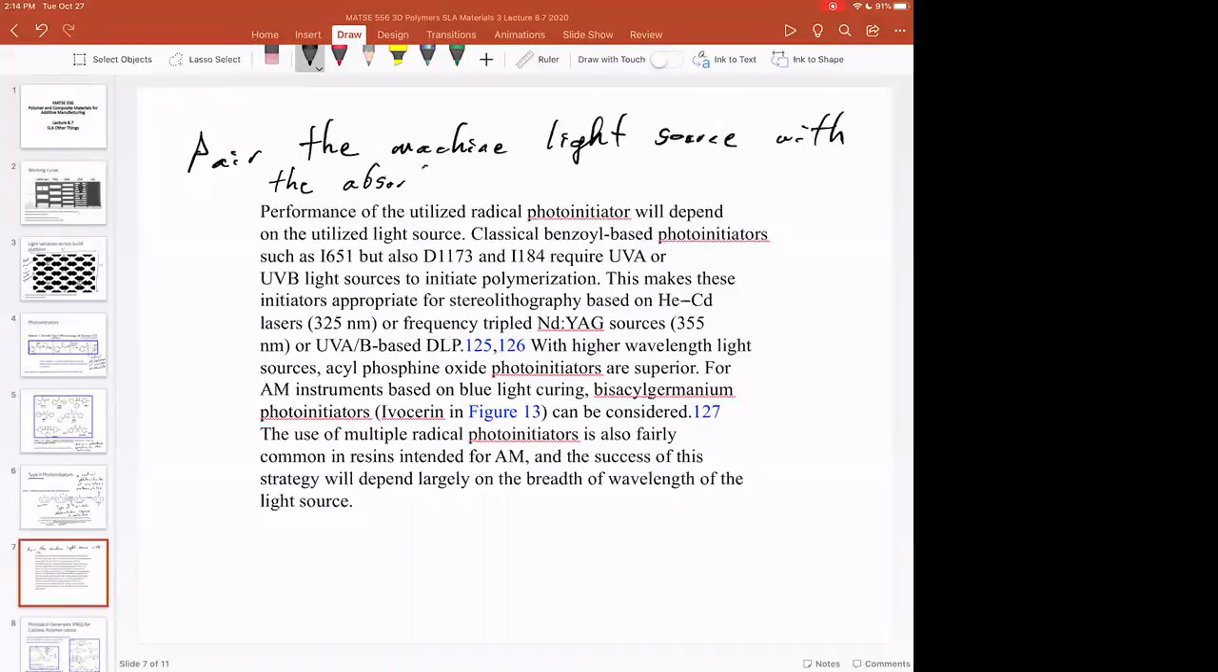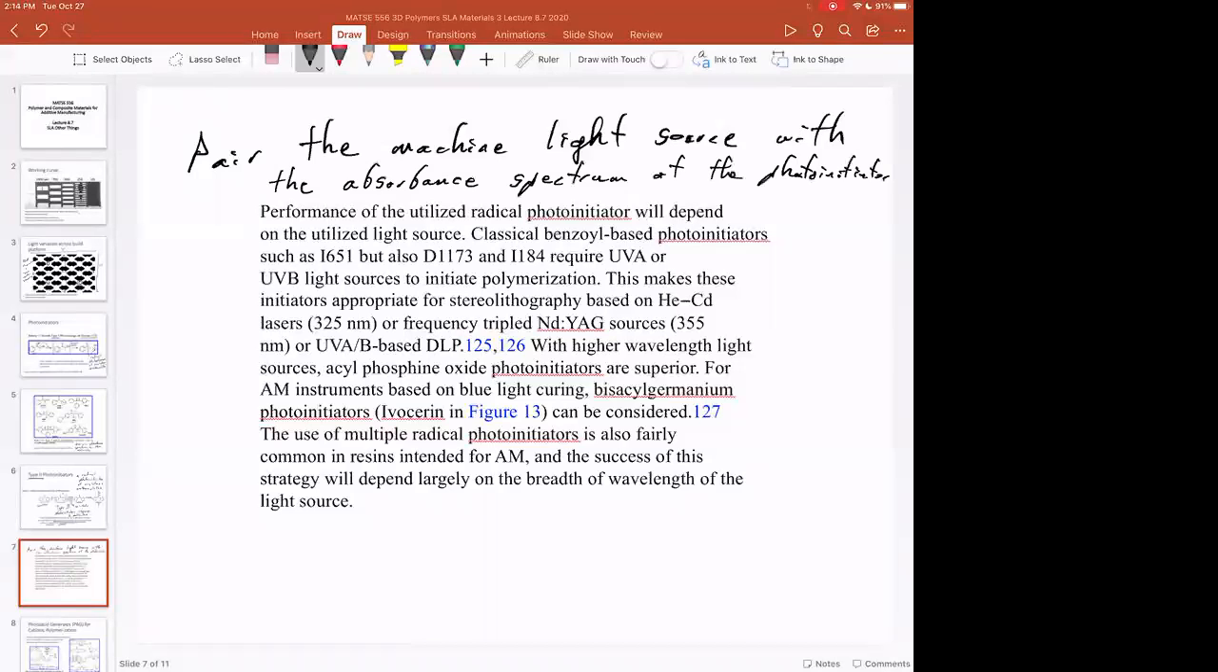Absorbance spectrum of the photoinitiator. And so oftentimes the resists are named for the type of light or the type of exposure that they want.